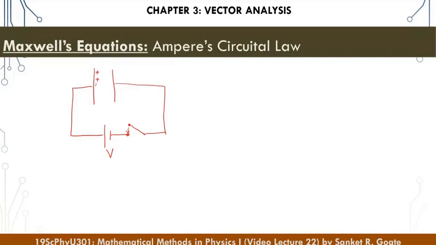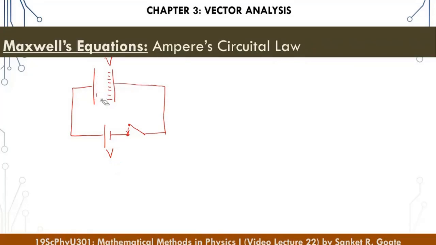You will see that this capacitor is charged. This plate has positive charge accumulated on it. This plate has negative charge accumulated on it. And now, since these are charge separations, there is a voltage difference between these two plates, which is equal to V, and it is in the opposite direction to that of the battery, and therefore this is a steady state where no charge flows in the circuit.